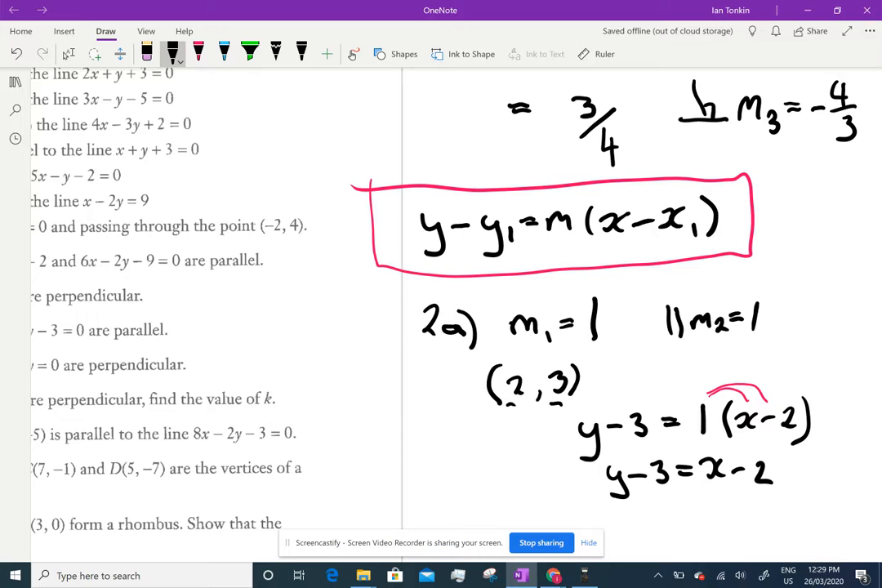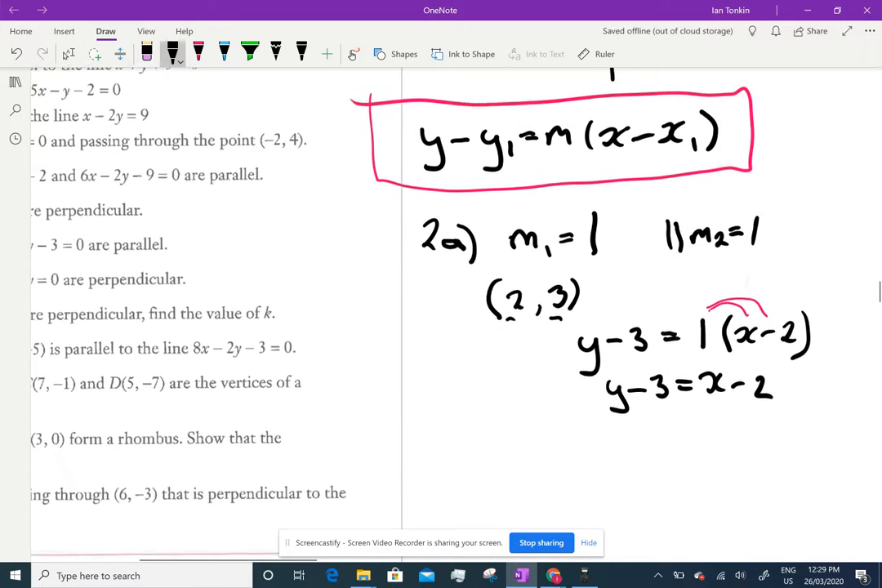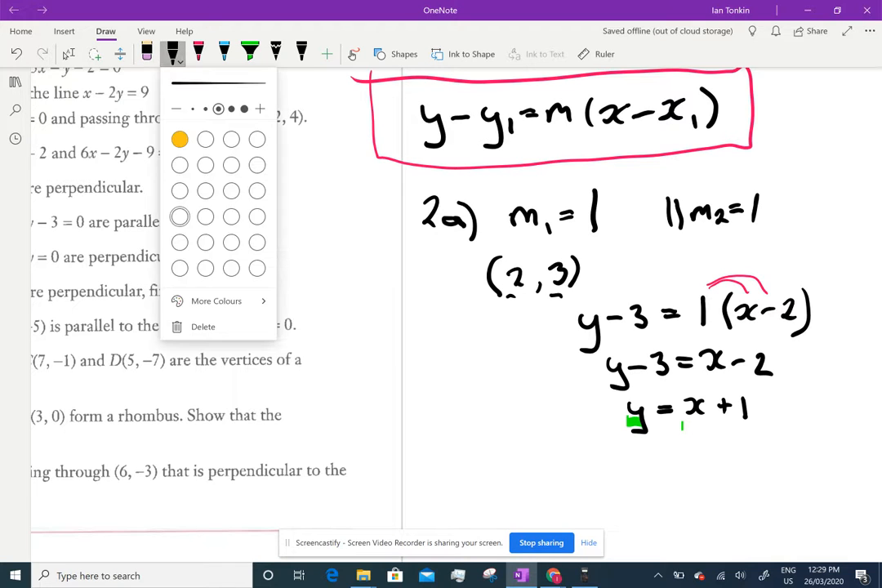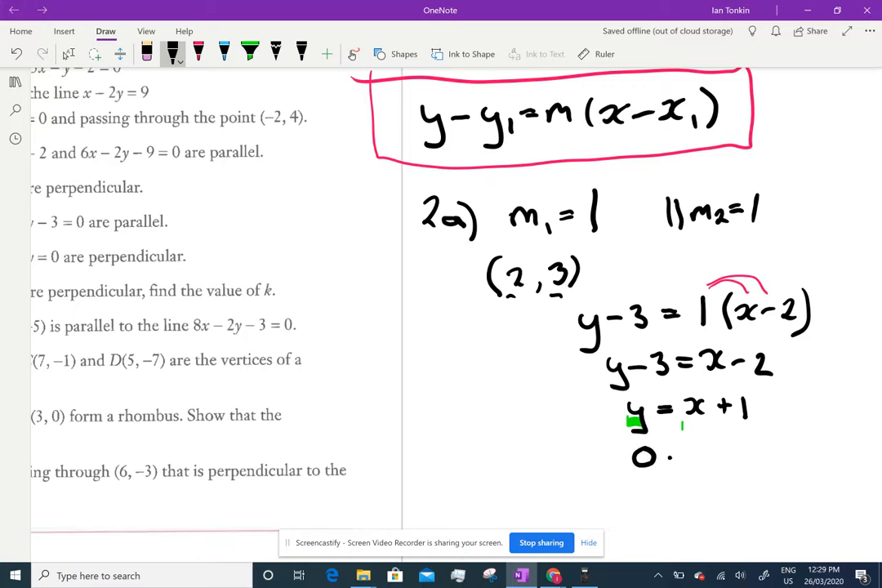If I want it in intercept form, now in what Margaret does, she writes it in general form. So I'm going to write it in general form, but it would be better just to go y equals x, so I add that over, plus 1. But they want it in general form, so I need this y to come over to the other side. So I just need to move that y over. So I minus it, and I get 0 equals x minus y plus 1. And that's the general form.